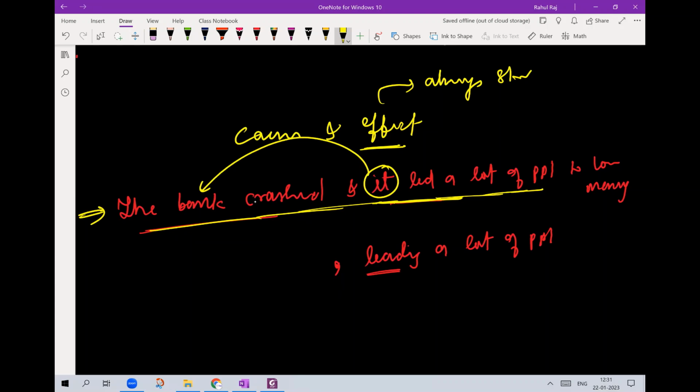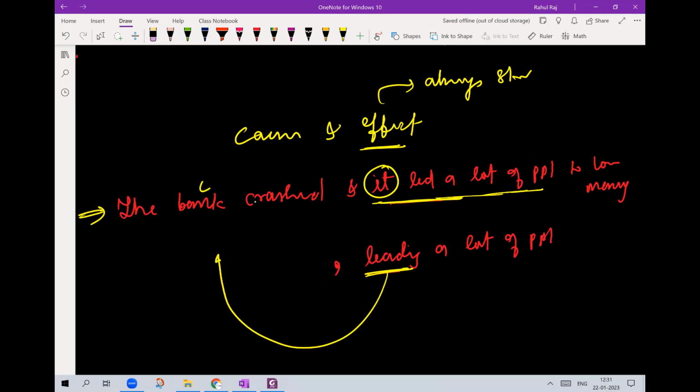Bank didn't lead people to lose money. It was a crash in bank that led people to lose money. So leading, as the word is going back to the entire clause, means it was the crash in bank that was responsible for people losing money. It was not bank that led people to lose money. So writing it led a lot of people to lose money, or that led, or which led a lot of people to lose money is wrong. The structure of the sentence will be: the bank crashed, comma, leading a lot of people to lose money.